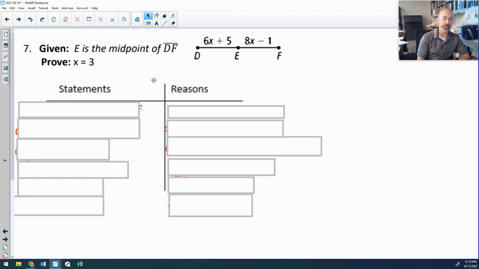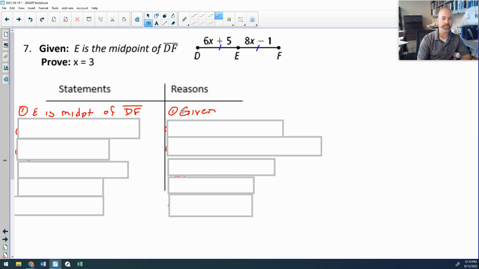And here again is somewhere where I can do some math doodling. We're not just solving the problem, we're proving that x is equal to 3. And remember, with a proof, we do want to go in very detailed steps, starting with the obvious. I say obvious, maybe nothing's obvious to you yet. Start by writing down the given information. E is the midpoint of DF.